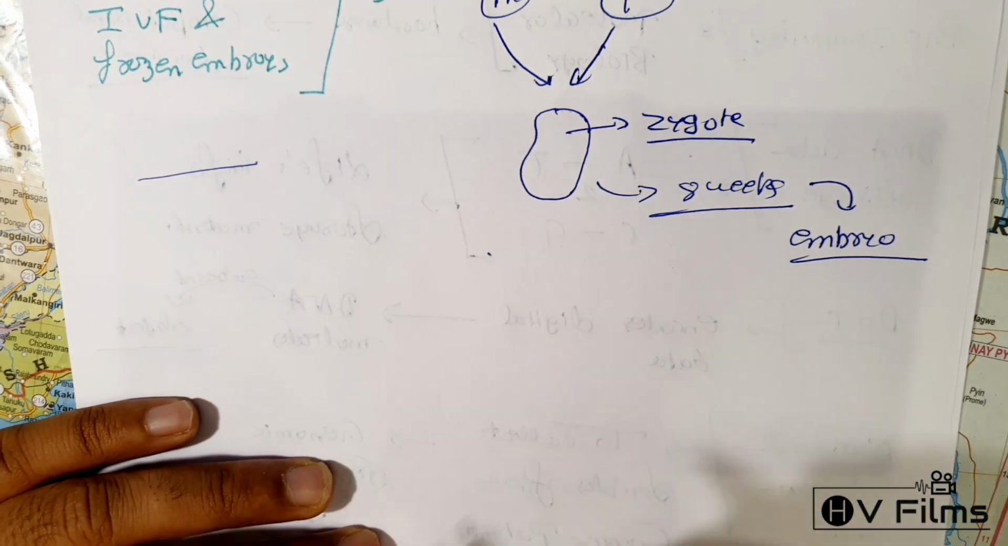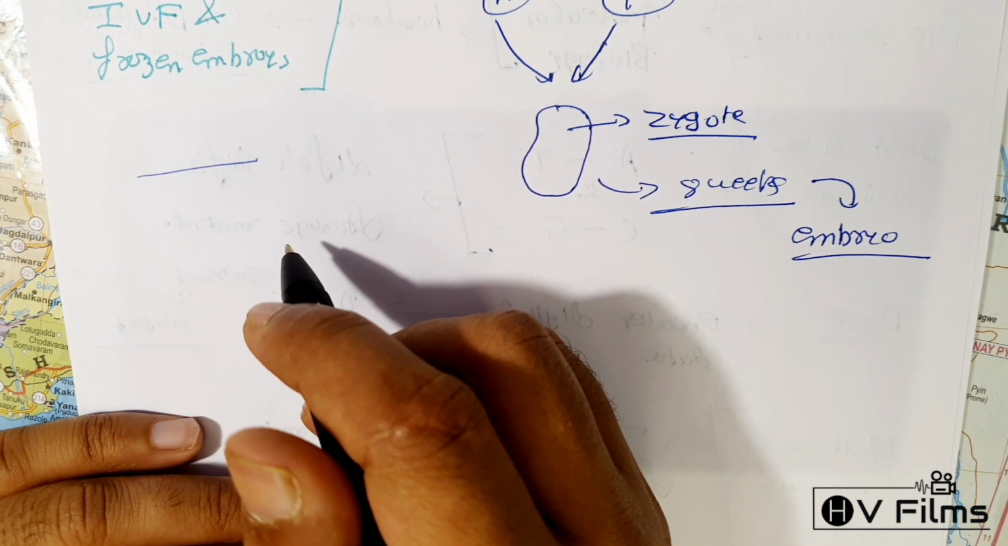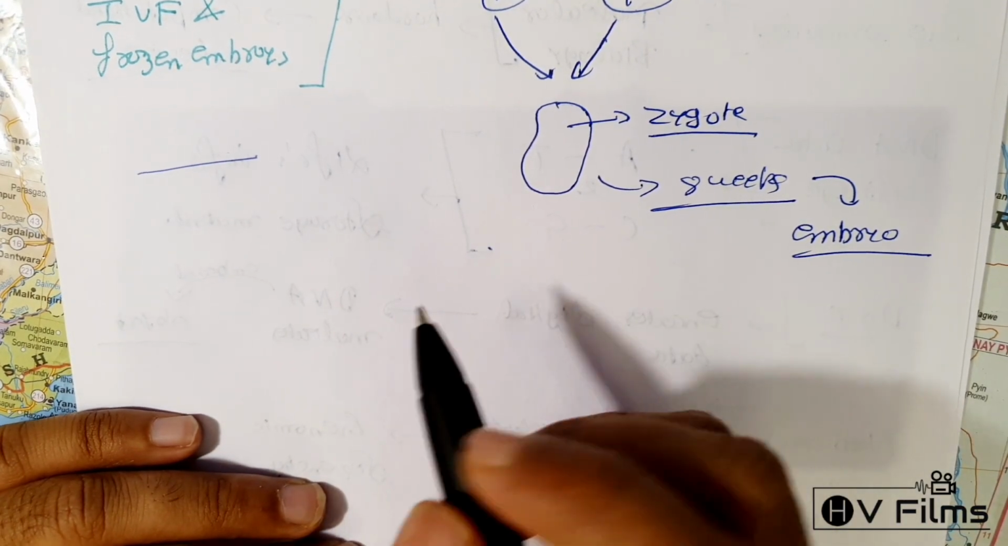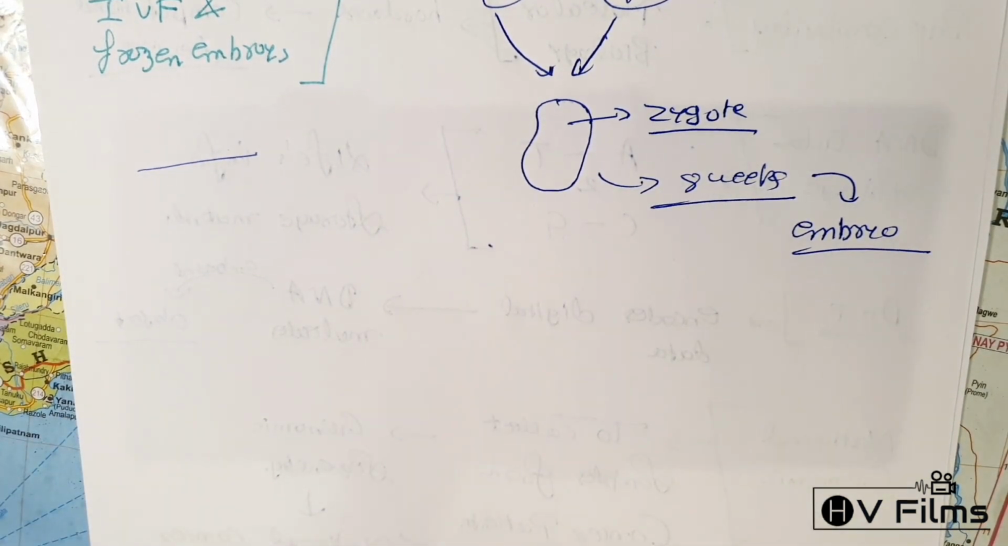So this generally happens. That's what the frozen embryos means. And it can also be used to get the desirable gametes also, something like that. So these are pretty much straightforward things.